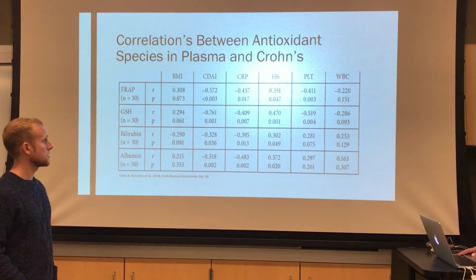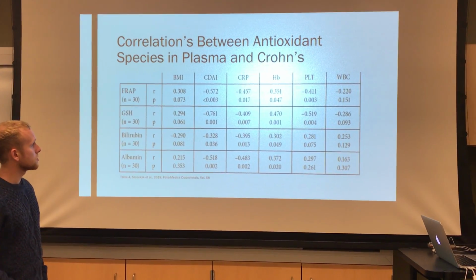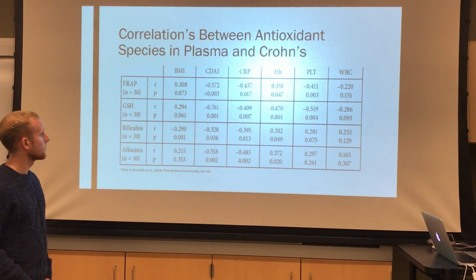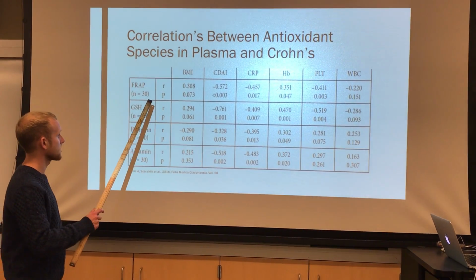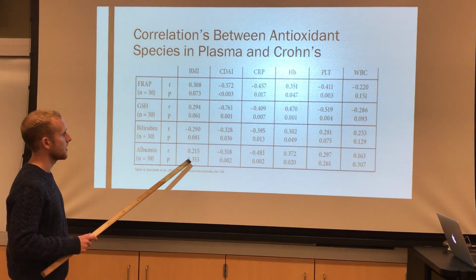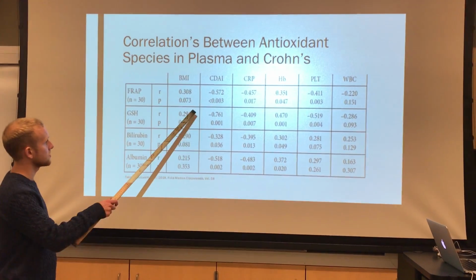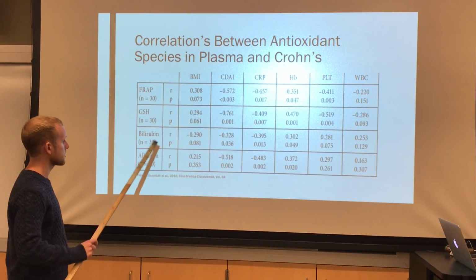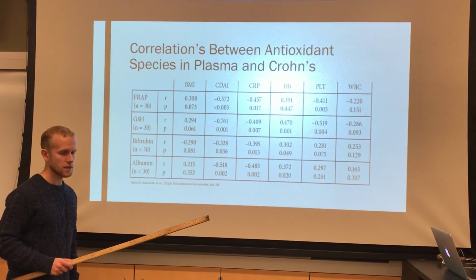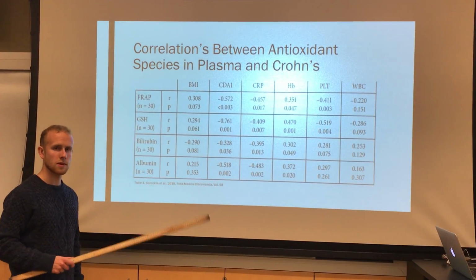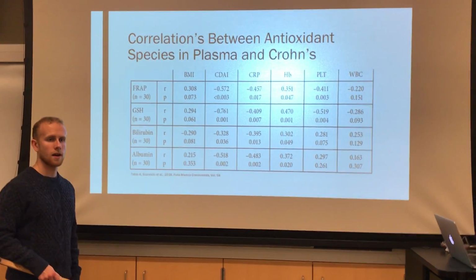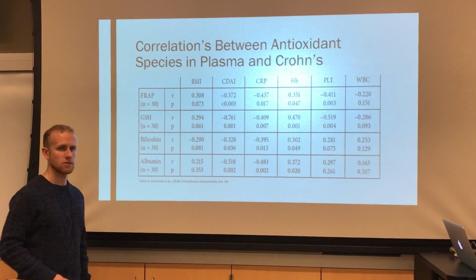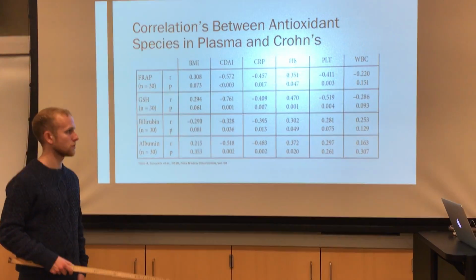So using statistics, they were able to determine correlations between these plasma antioxidant levels in Crohn's disease patients and Crohn's disease severity. As you can see, there's a negative correlation for all of these antioxidant species, meaning that as the plasma levels decrease, Crohn's disease pathology increases, and conversely the same is true.